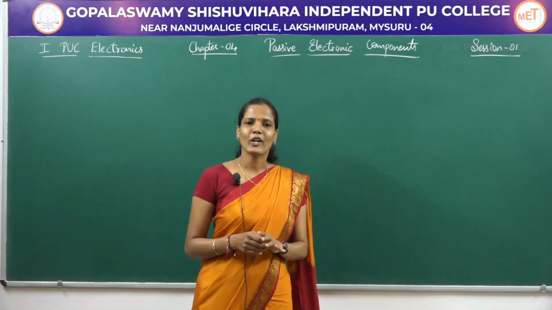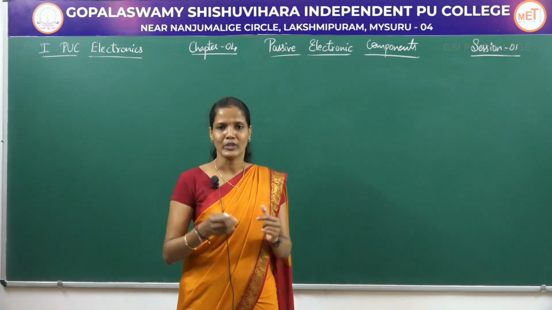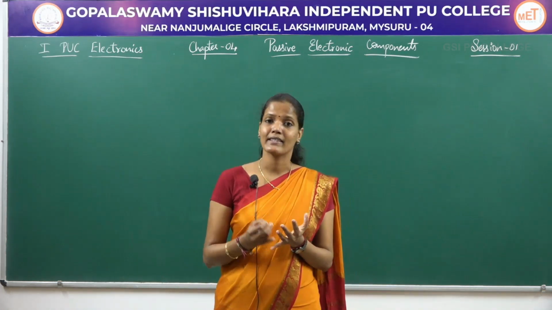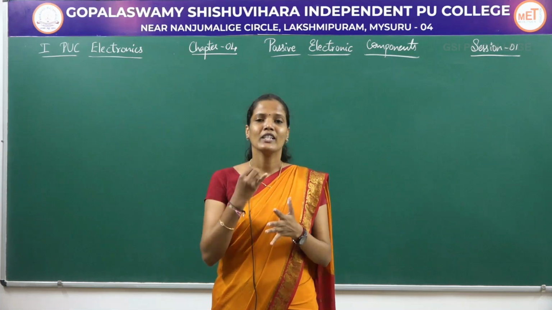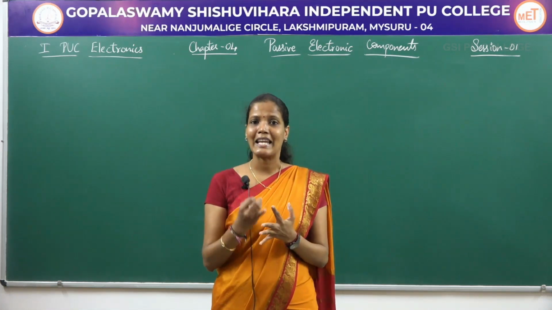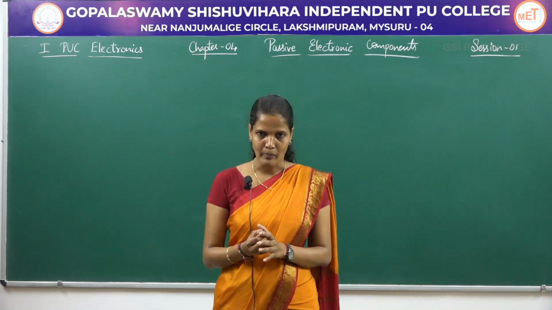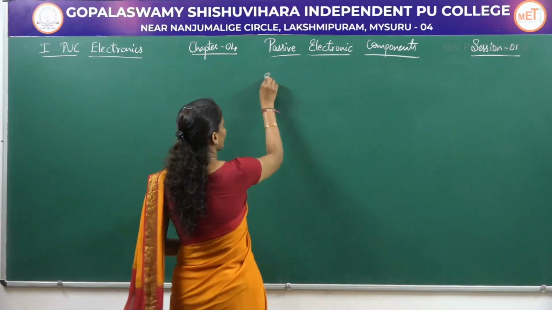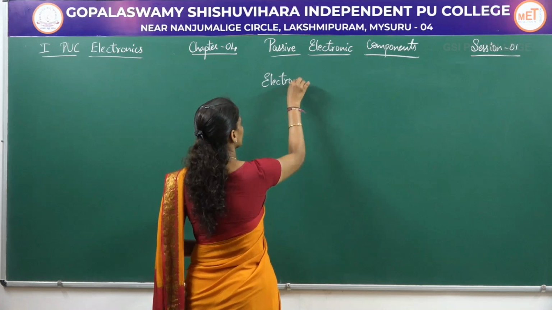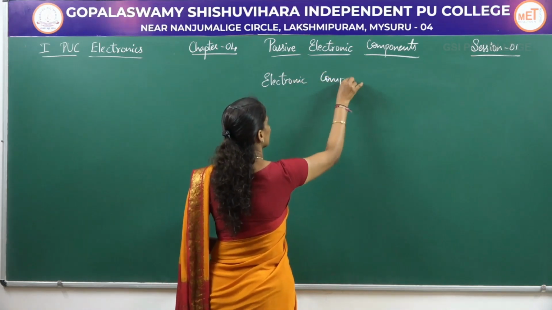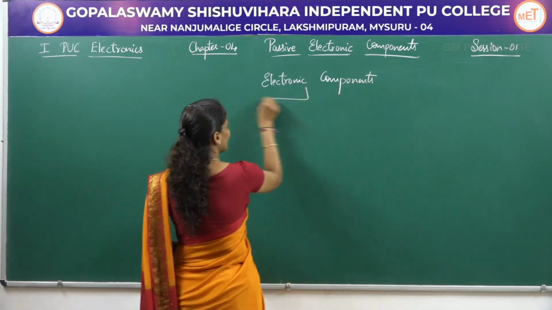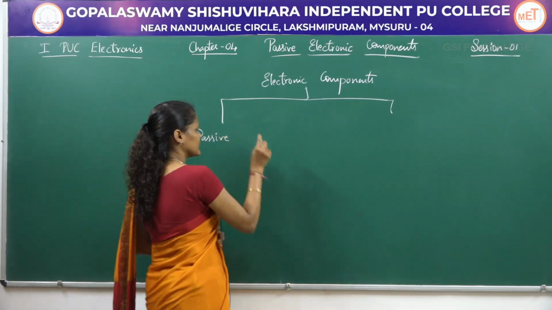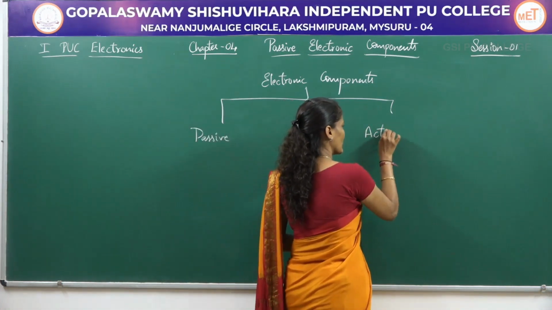So the electronic components are broadly classified into two types. So what are these electronic components? There are a number of electronic components like resistors, capacitors, inductors, diodes, transistors, IGBT, MOSFETs, LED. Like this, there are a number of electronic components, and these electronic components are broadly classified into two types. One is the passive electronic component, the other one is the active electronic component.